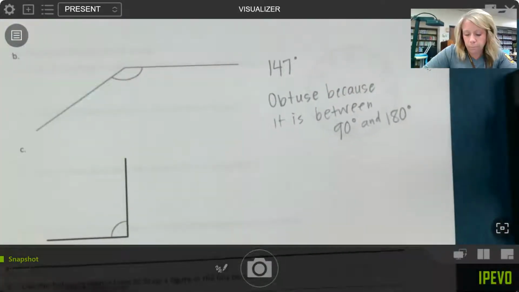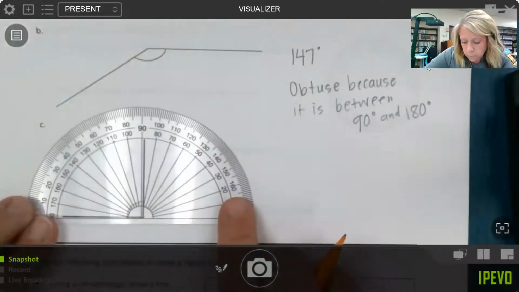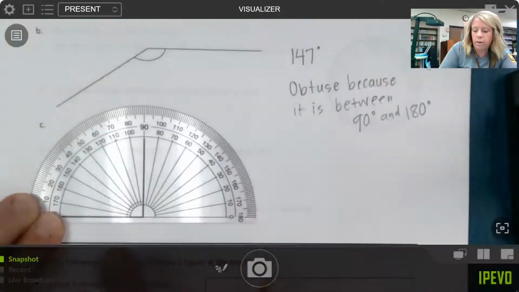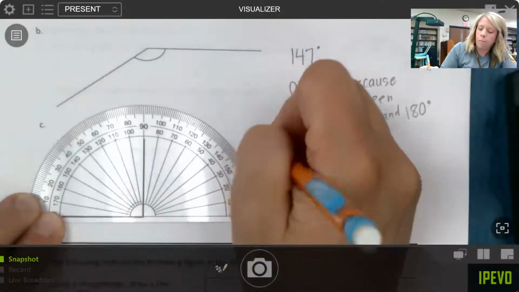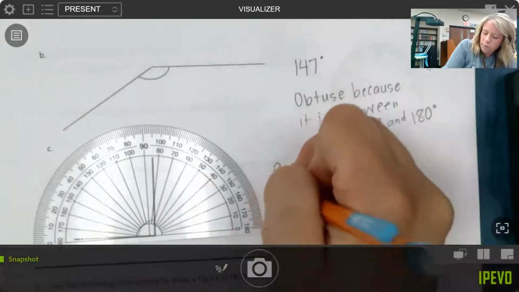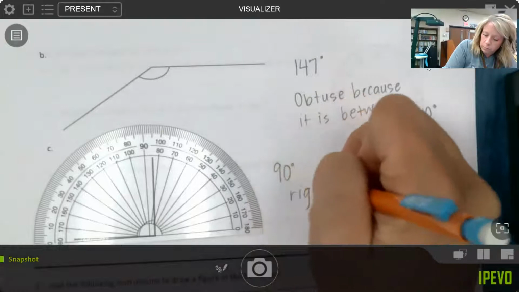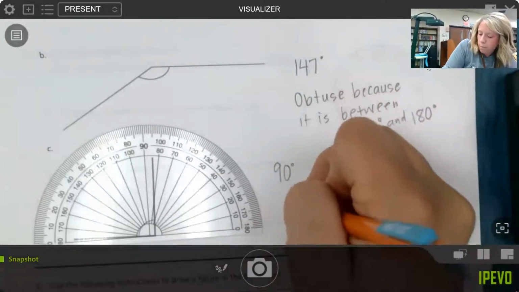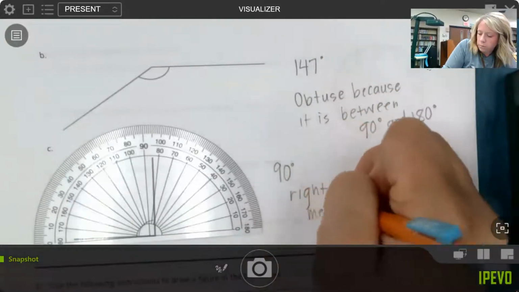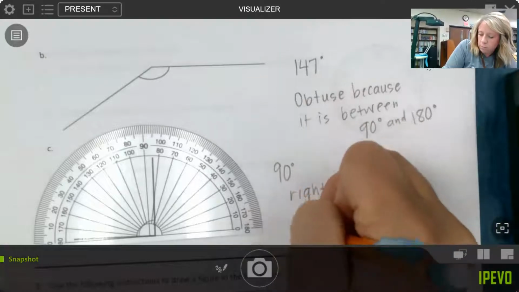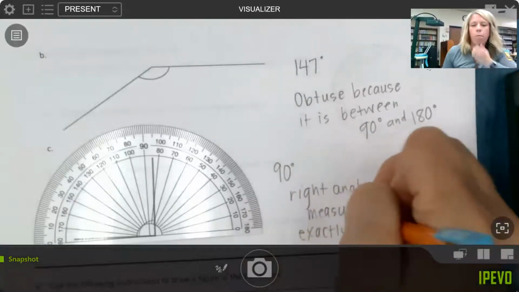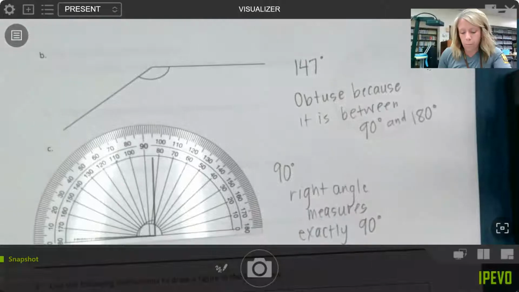Letter C. There we go. We have a 90-degree angle. And that's a right angle. Measures exactly 90 degrees. So we have one of each.